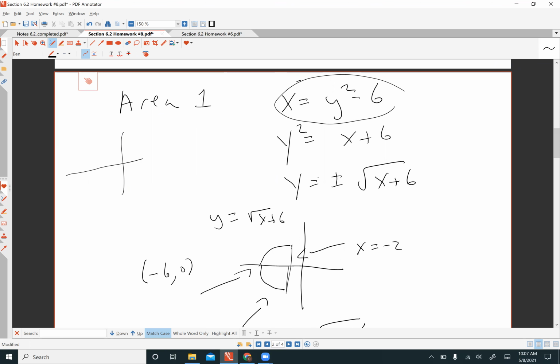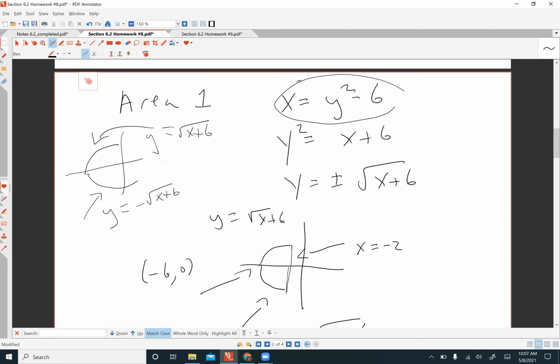Right, so this is what I'm saying. We look at area 1. The area above is y equals the square root of x plus 6. And then the area below is y equals minus the square root of x plus 6. I'm doing my best to draw that freehand with my screen in a vertical position.